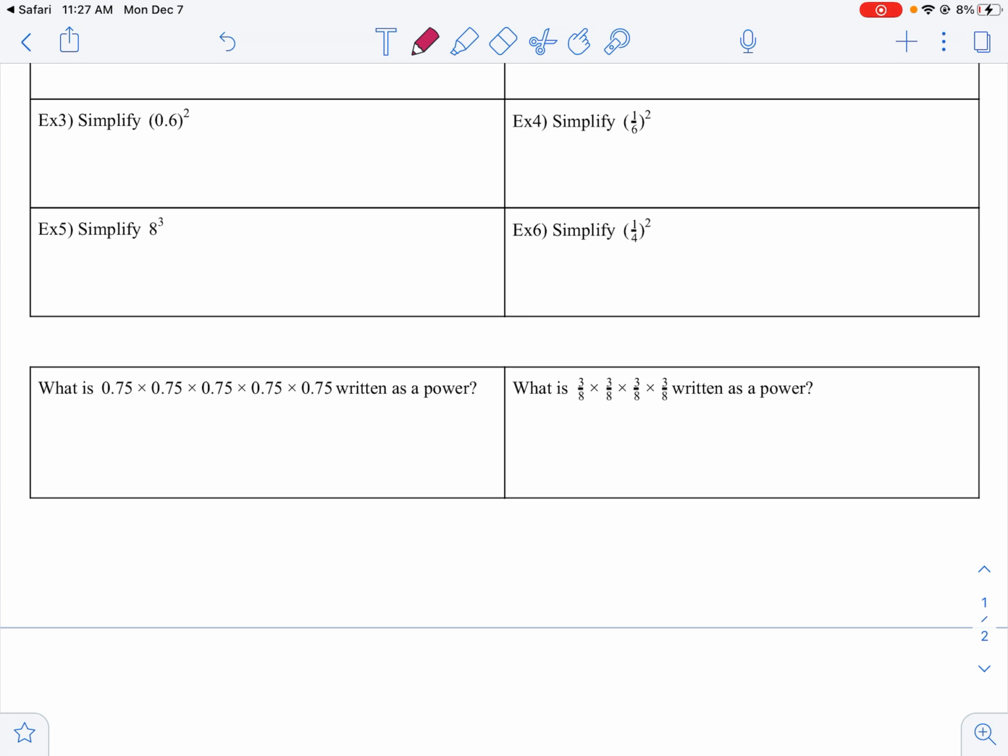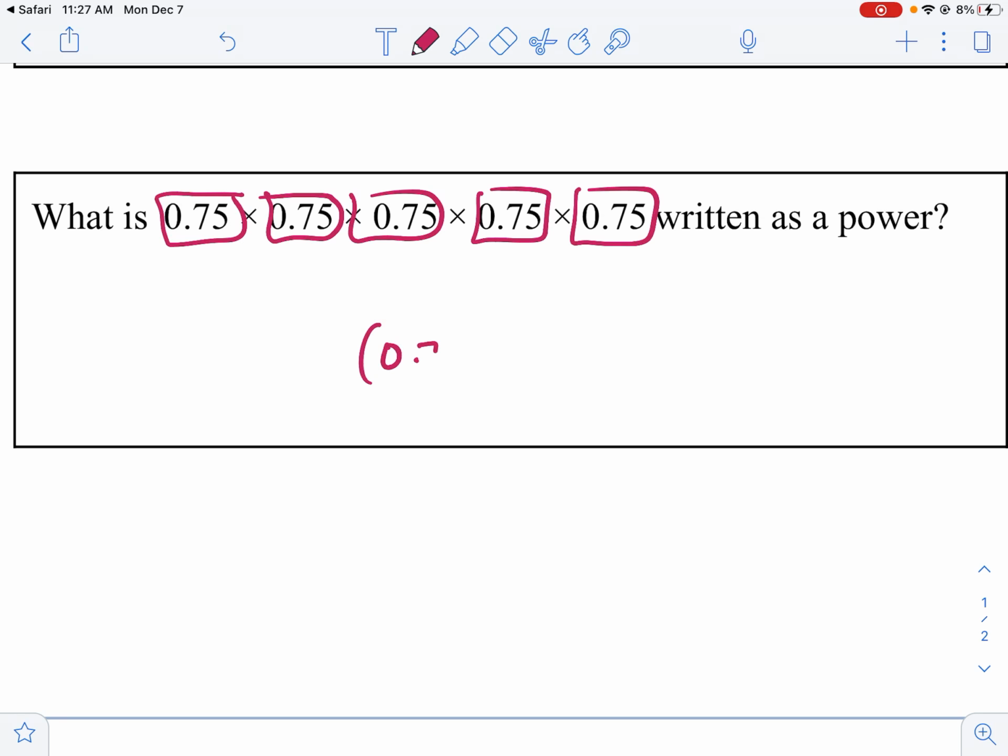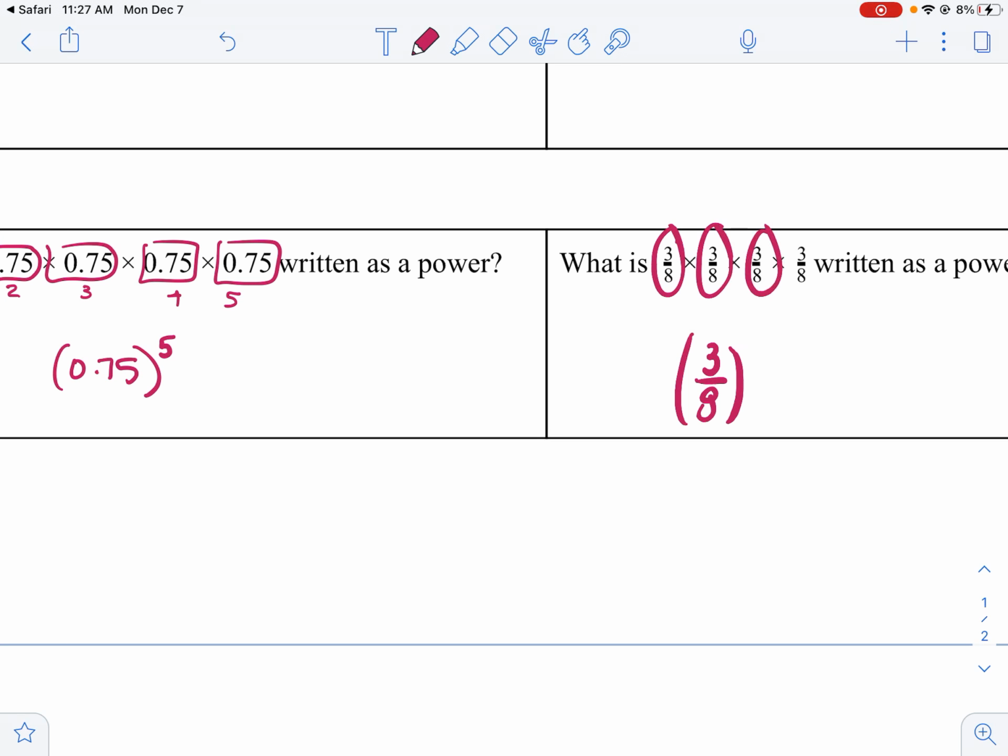And just real quick, let's write our expansion as a power. So this is our base written as repetitive multiplication. We have 0.75 to some power. We have 1, 2, 3, 4, 5 different multiplications of 0.75, so our power is 5. And in this one, we have 3/8, and it is written 1, 2, 3, 4 times, so our power is 4.